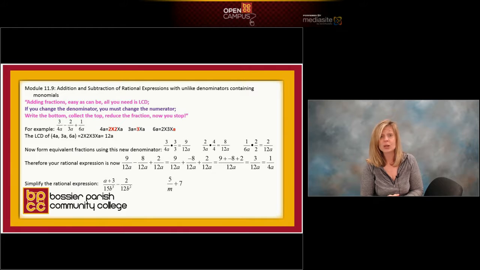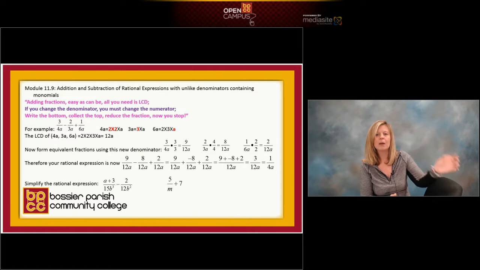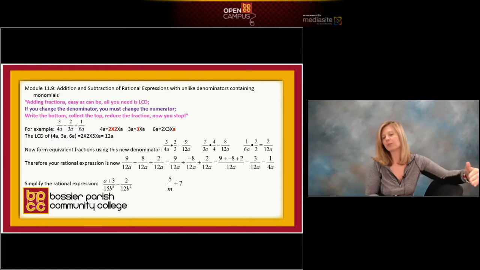So now that we know we're going to make a new denominator, we're going to have to create 3 new fractions that are equivalent. So the first thing I'm going to do is write my fractions all with denominators of 12a. And I'm going to look, how do I make that first denominator of 4a become a 12a? Well, I would multiply 4a by the number 3 to make 12a. So if I multiply the denominator by 3, I'll multiply the numerator by 3, and that is why 3 over 4a becomes 9 over 12a.